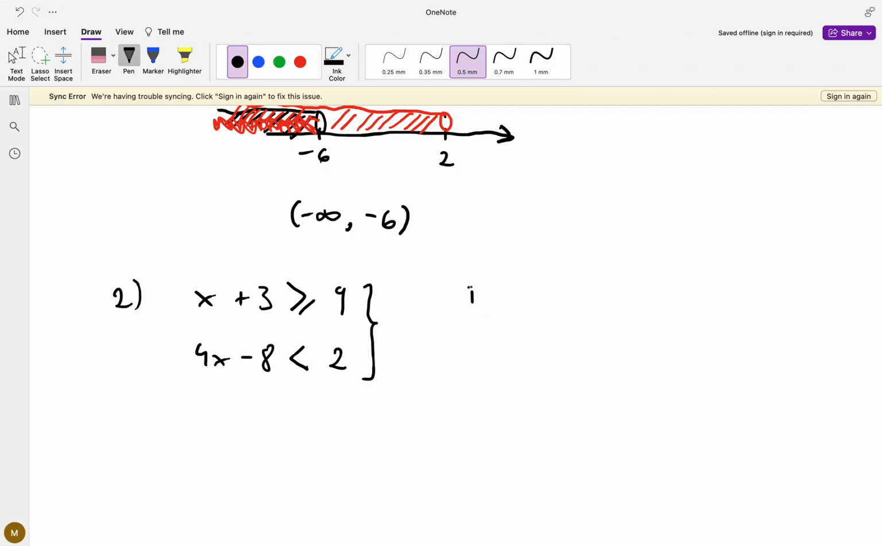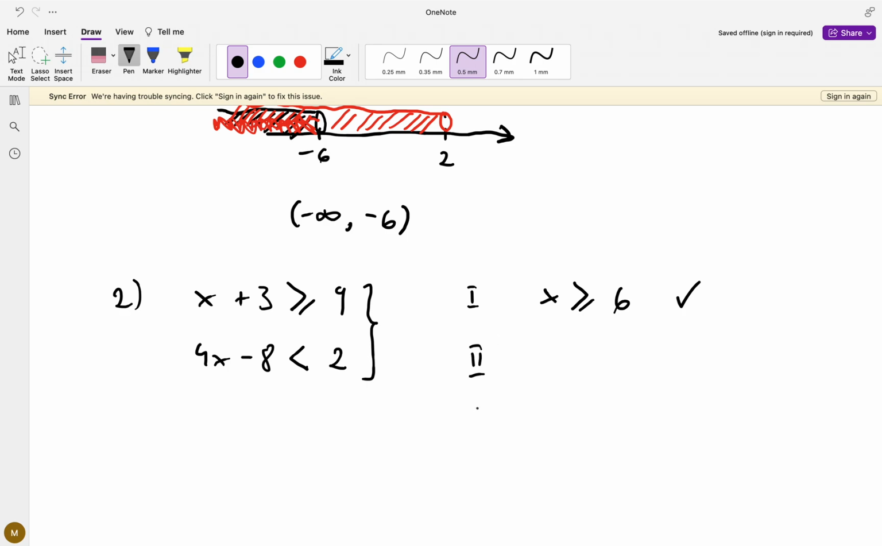So our step number 1, work on the first inequality. Because this one is very simple, I'm going to skip some steps and just subtract 3 from both sides and write it out as a final number. So x has to be greater or equal to 9 minus 3, which is 6. Okay, we got the first solution covered.